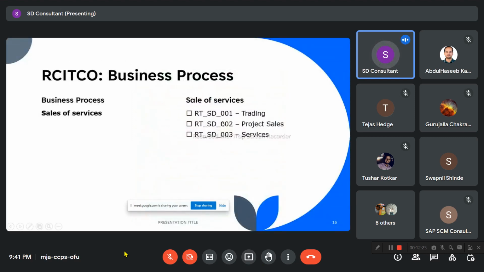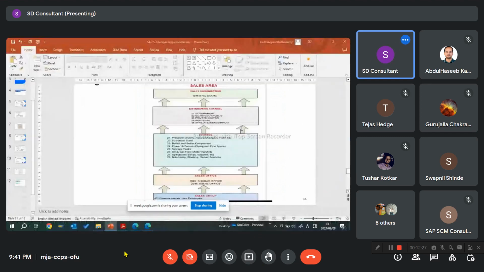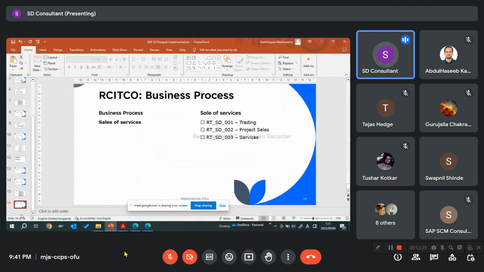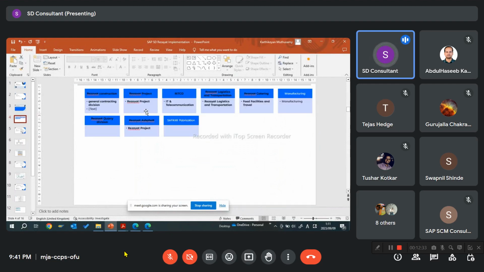Major business processes were trading, project sales, and service. I captured only the three different entities since the sales scope is too high. So I ignored the logistics and transport and catering. As for finance, it's only very limited sales-related processes there. That's why I did not cover the logistics, transports, asphalt and the catering. That's all from my side, Dhanush.